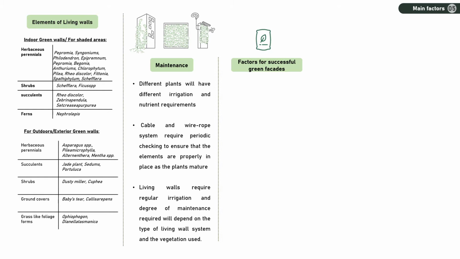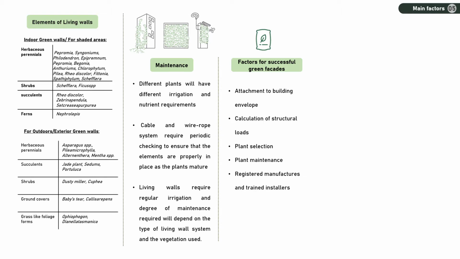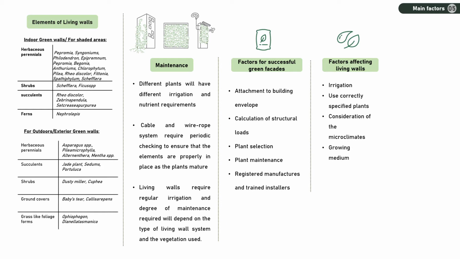Third, for the green facade, it is important that the attachment to the building envelope is right, along with calculation of structural loads, plant selection, plant maintenance, registered manufacturers, and trained installers. Fourth, the factors affecting living walls. We have the irrigation, plant selection again, consideration of the microclimates, and the growing mediums that are used to support the plants. And lastly, we have the cost.